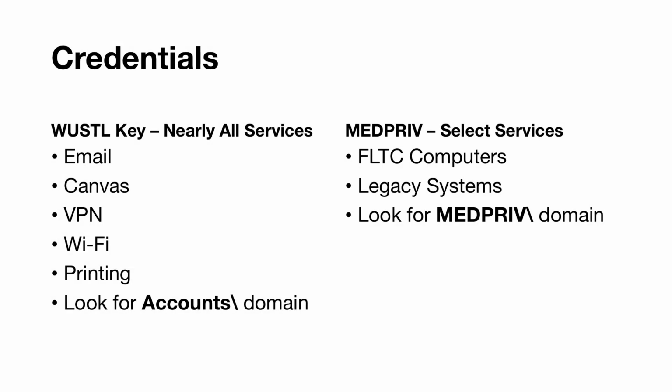Here at WUSM, we have two sets of credentials which can be used to log into different network devices. For the vast majority of applications, you'll be using your WUSL key ID and password, which is the same information you use to log in and access your email services. For certain other applications, such as the computers available to you and the student carrels, you'll be using MedPriv credentials. Generally speaking, WUSL key credentials are going to be used throughout your services here at WashU. Look for the Accounts domain when you're logging into a device to ensure that you're using the WUSL key credentials. Or you may need to specify accounts/ when entering your username in order to allow the system to authenticate you using WUSL key credentials.